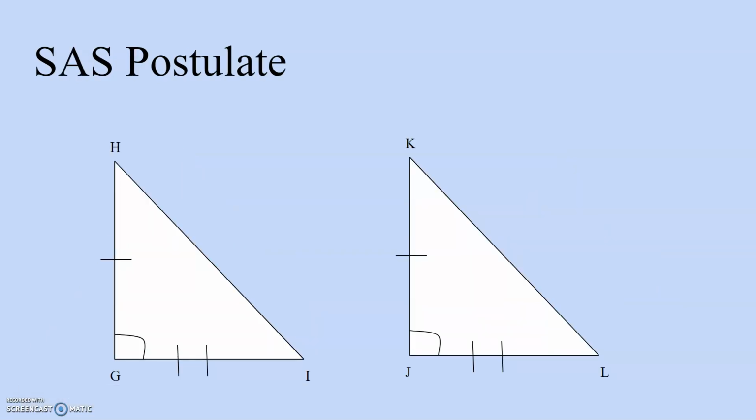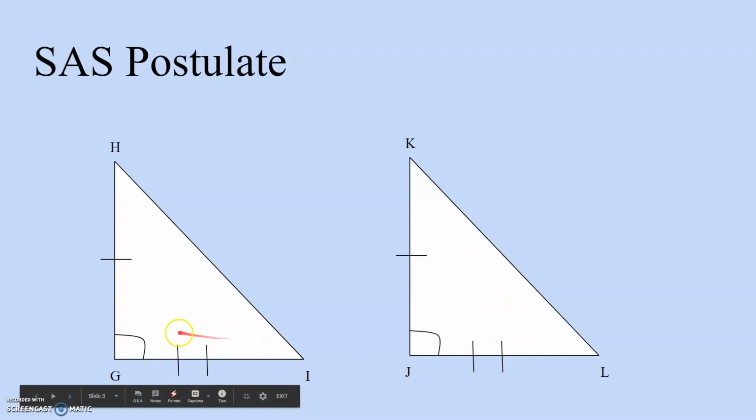The next postulate is the SAS postulate. The SAS postulate is also known as the side-angle-side postulate. This postulate states that if one angle in between two sides of a triangle is congruent to the corresponding parts of another triangle, then both triangles are congruent.